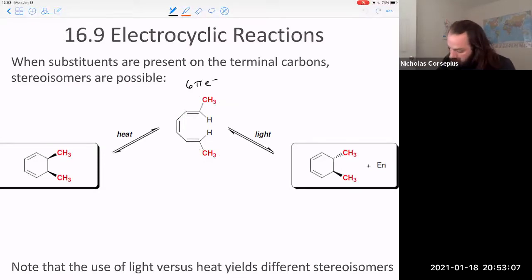Okay, so notice that when heat is used to catalyze this reaction, we're going to end up with this cis product. But when we use light to catalyze the reaction, we're going to end up with the trans product. So depending on what you use to catalyze this reaction, you're going to get something different. And why is that? Why would we even have to worry about stereochemistry?